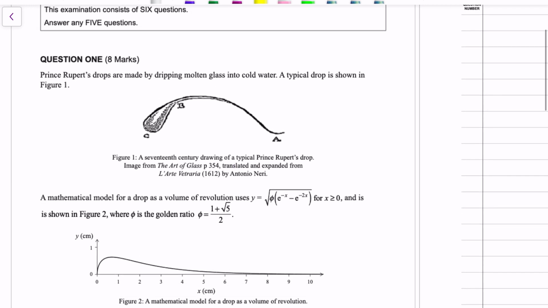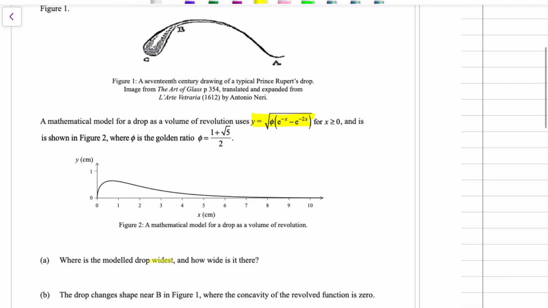Okay, first part. We've got this mathematical model, which looks like an ugly formula. Turns out it's not too bad. Phi is a constant. It's the golden ratio. And we need to find the widest point of the drop. In other words, find the maximum value of y and double it, because remember that we're considering it in a 3D setting where it's been rotated.